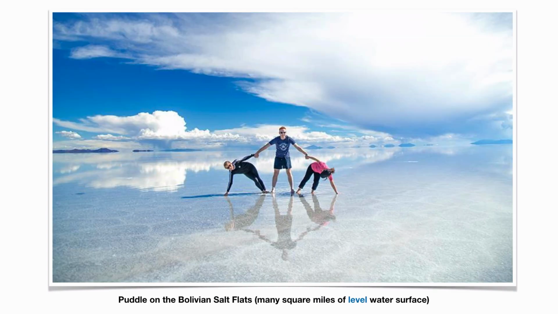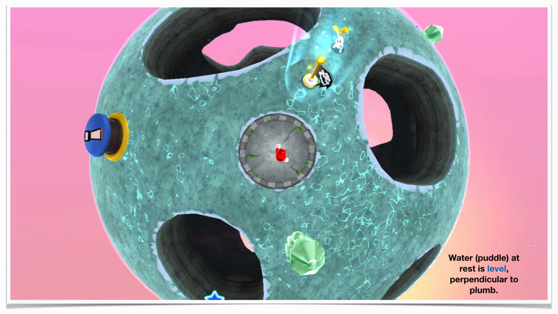We can go further with this and include our third term, level. When it rains on the Bolivian salt flats, it forms a shallow puddle hundreds of square miles big, with the water at rest, or level. Here's a Mario world where he has a similar shallow puddle. Note the orientation of the flagpole, the blue button, and the green crystals, and how they're all normal or perpendicular to the surface. The water level curves around the spherical shape of the world. Level is perpendicular to plumb, but smoothly continuous with level in other locations.